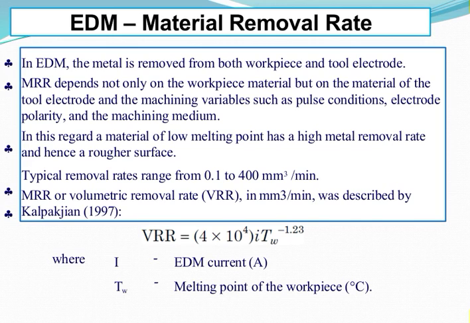And if I talk about the MRR or volumetric removal rate, the unit is cubic millimeter per minute, as described by Kalpakjian in the year 1997. So MRR, or you can say VRR, volumetric removal rate, is denoted by the formula 4 × 10^4 × I × TW^-1.23, where I is the EDM current and TW is the melting point temperature of the workpiece. So this is a very important formula for getting MRR.